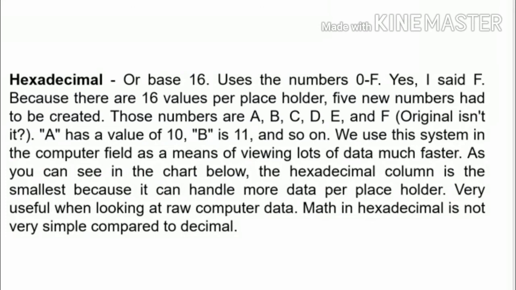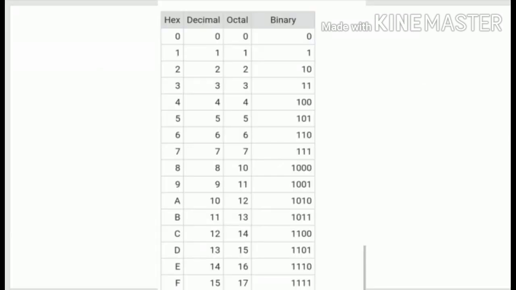We use this system in the computer field as a means of viewing lots of data much faster, as you can see in the chart below. The hexadecimal column is the smallest because it can handle more data per placeholder. Very useful when looking at raw computer data, but hexadecimal is not very simple compared to decimal. And this is the example of hexadecimal, decimal, octal, and binary.